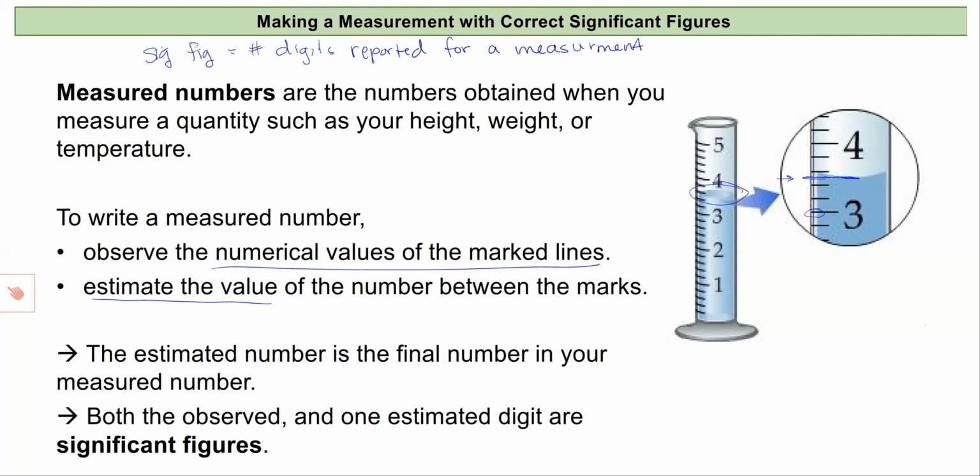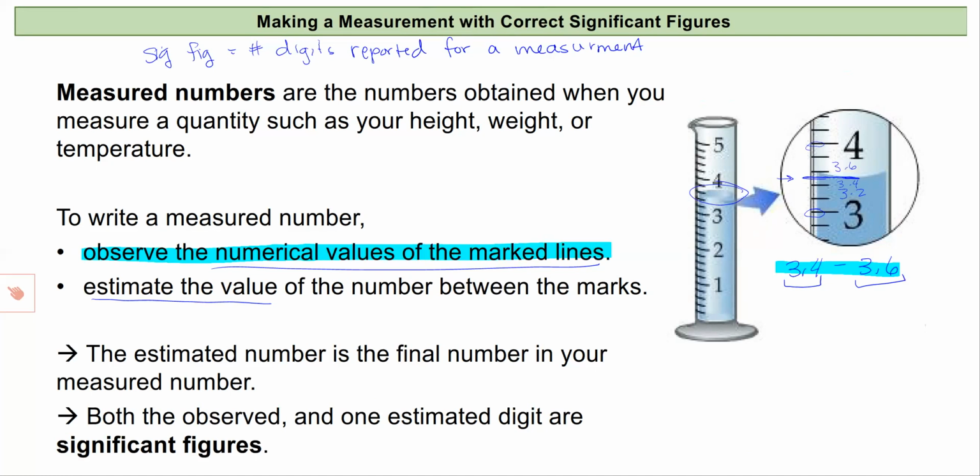So I've got 3, and then I have 1, 2, 3, 4, and then on the 5th line it's 4. So each of these marks are 0.2. So I've got 3.2, 3.4, and 3.6. And it looks like my water comes somewhere between 3.4 and 3.6. So these numbers right here correspond to the observed numerical values of the marked lines.